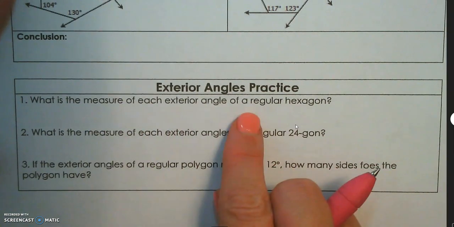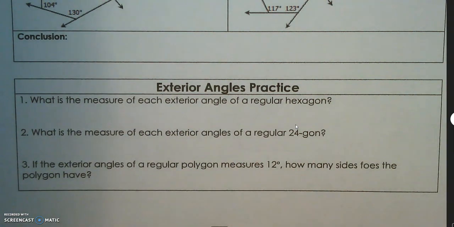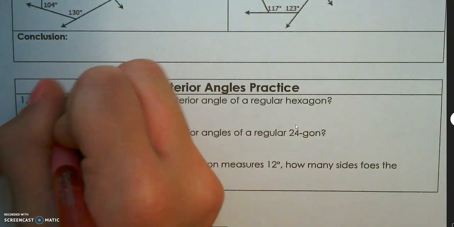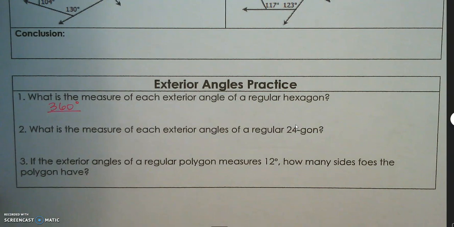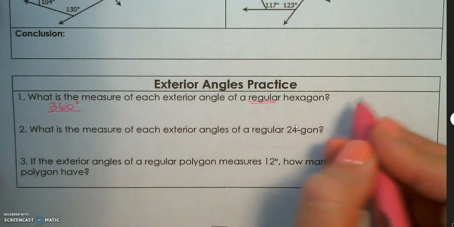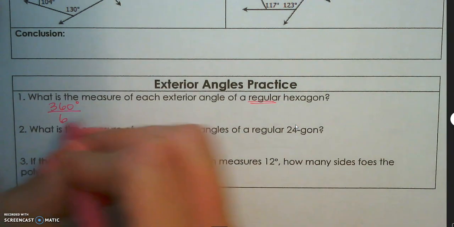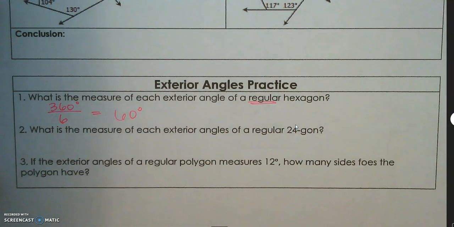What's the measure of each exterior angle in a regular hexagon? Okay, so we're going to take 360 degrees, right? We know the total number of degrees added up is 360, right, for any polygon. But if we divide that into 6 equal parts, okay, then it looks like all of those would be 60 degrees in that case.